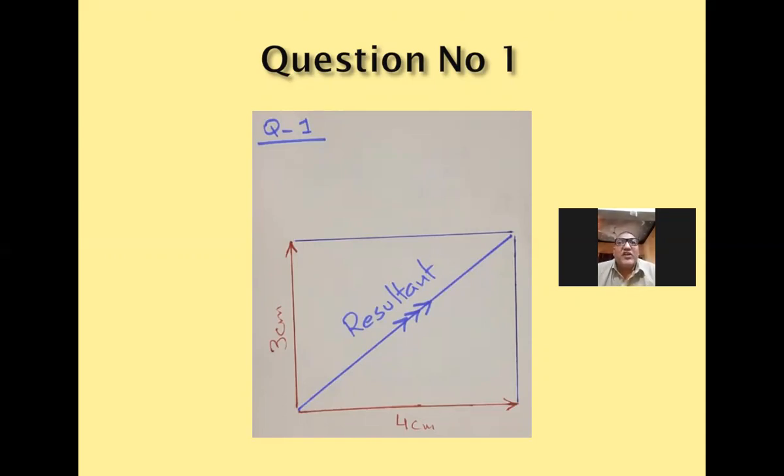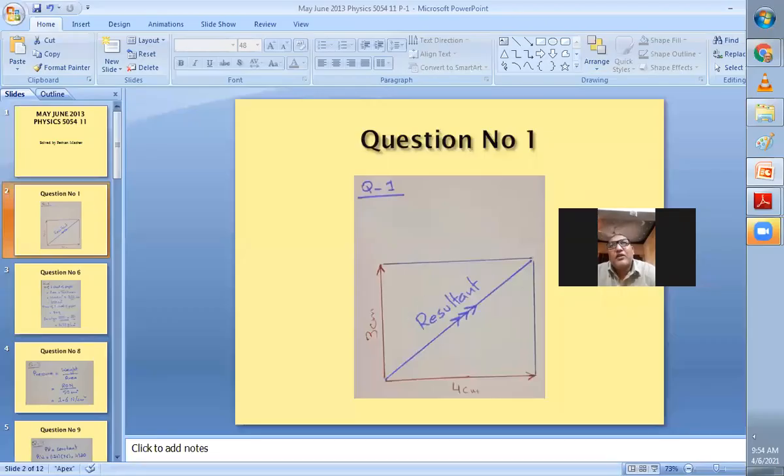Then, where the tails are joined, I will join that vertex of the parallelogram with the opposite vertex of the parallelogram. By doing so, I will get a line, and this line represents the resultant. The direction of the resultant will be from the point where the tails are joined to the opposite corner. So this is the resultant. This is how we get the resultant vector of these two vectors by the parallelogram law.